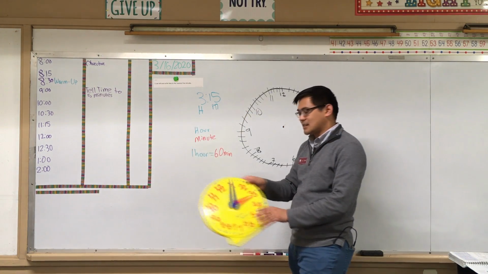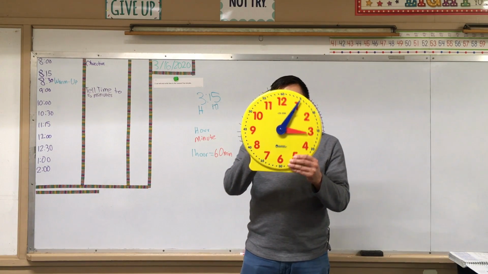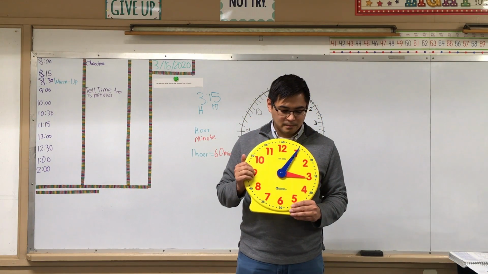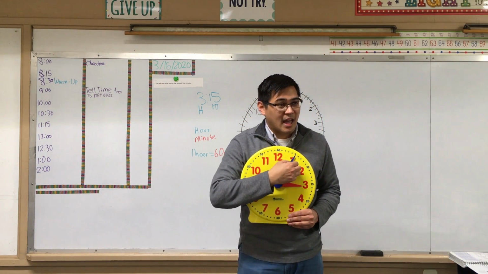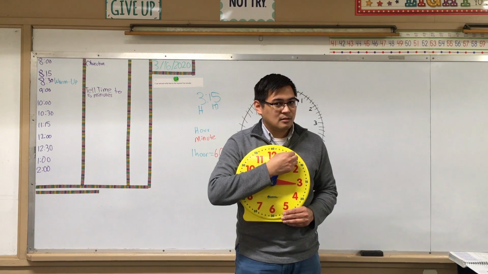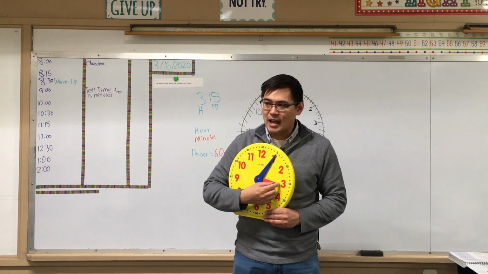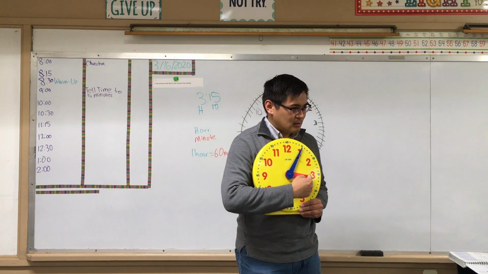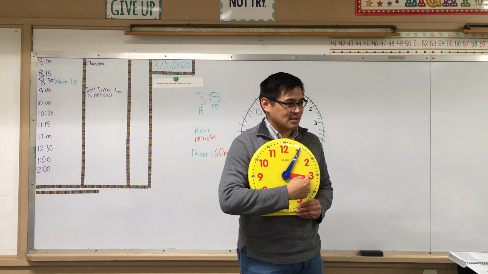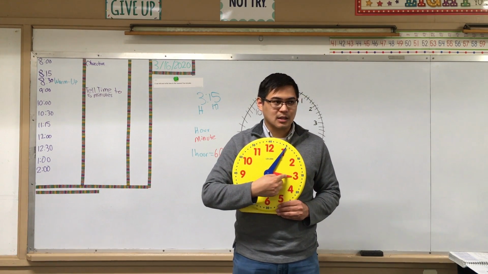You probably noticed that one hand is longer than the other. The long hand points at the minutes, and the short hand points at the hours. Follow along with your own clock if you have it.